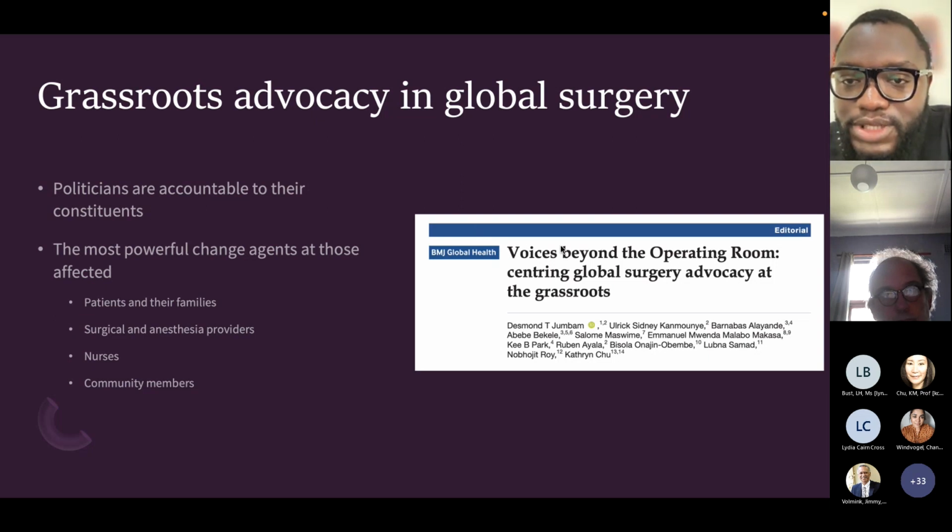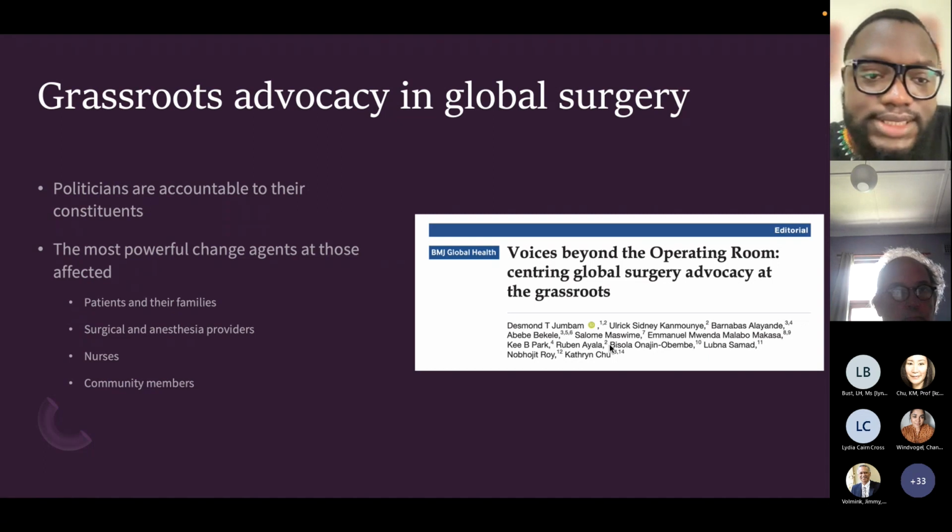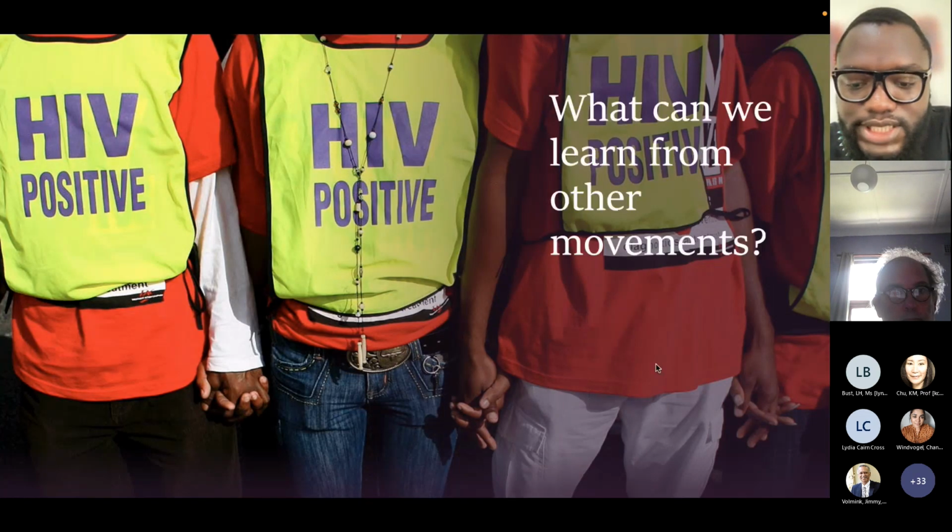Otherwise, we end up with plans that ministries of health develop in consultation with external experts from the WHO, from academia, but they don't get implemented. As Dr. Lucia has highlighted in her presentations, the communities are powerful change agents. Those that suffer, those that deal with the consequences of lack or poor quality surgeries, they are powerful agents for change, and they should be brought to the center of the conversation.